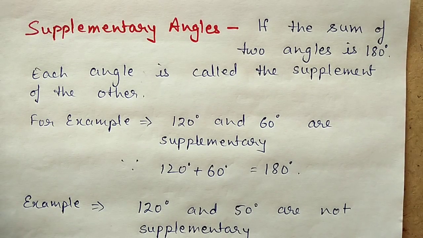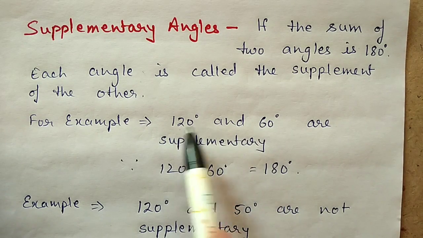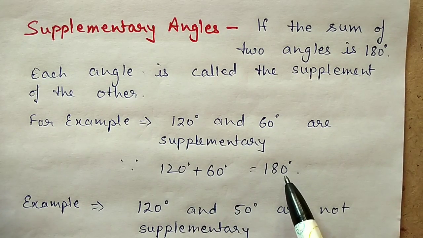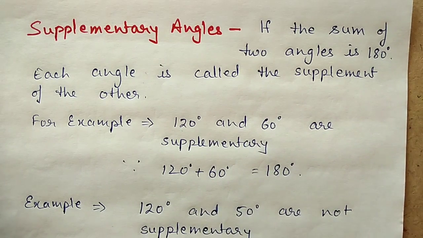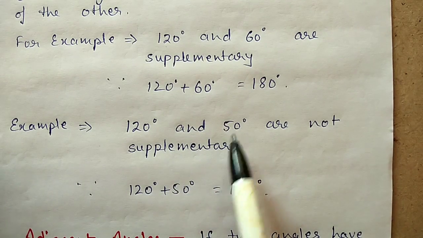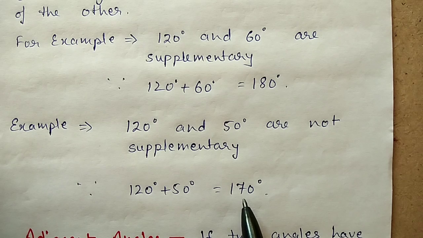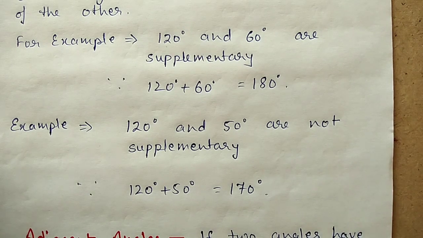Next we have supplementary angles. If the sum of two angles is 180 degree, then these angles are called supplementary angles, and each angle is called the supplement of the other angle. For example 120 and 60. If you add 120 and 60, the answer is 180 degree. It means these two angles are supplementary angles. Second example 120 and 50 degree. If we add 120 and 50, the answer is 170 degree. So these two angles are not supplementary angles.